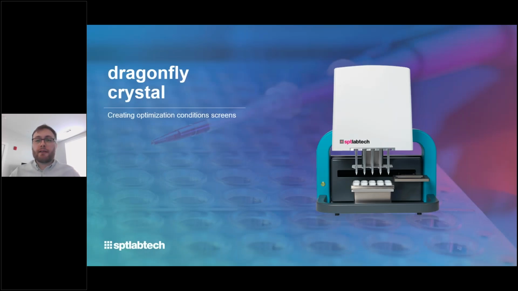Dragonfly Crystal is perfect for creating optimizations of condition screens that you find through your crystallography. So although it isn't really used for the first cycle of your crystal trial workflow, it can be extremely important for the steps after, particularly if you're trying to lower the resolution of those crystals you do have, or you're trying to find a way to get your macromolecule to crystallize in a way which produces the data you need.